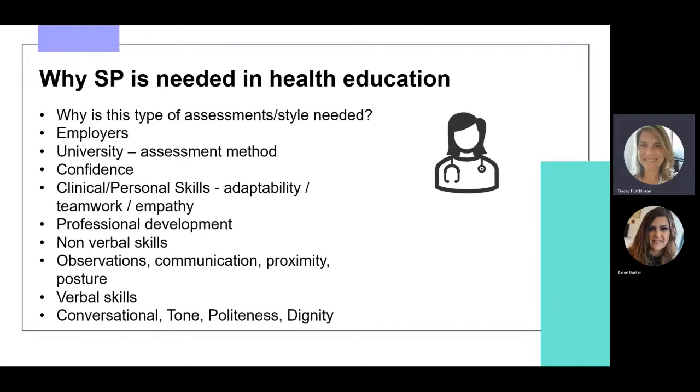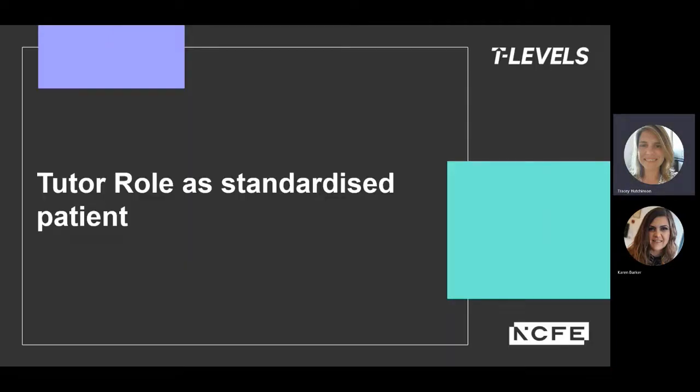So why is a standardised patient needed in health education? Why are these students doing this? This type of assessment is needed as the skills are really prized by employers. Universities use it as an assessment method, so it's a really great way to expose them to it now. It increases their confidence in a role by teaching those key clinical and personal skills. And it's really a beginning of that student professional development and really strengthening those verbal and non-verbal skills in an authentic way. So I'm now going to pass you over to Karen, who's going to go through the role of the tutor as a standardised patient in more detail.